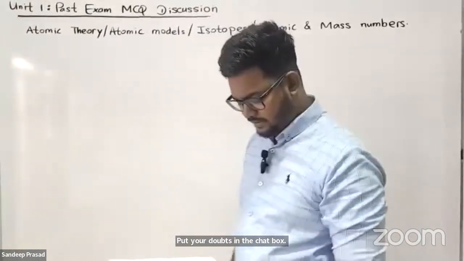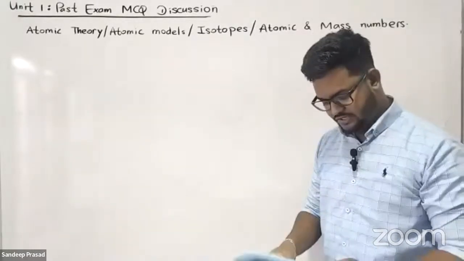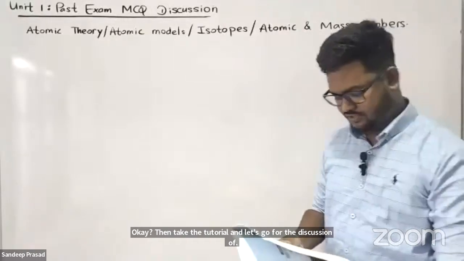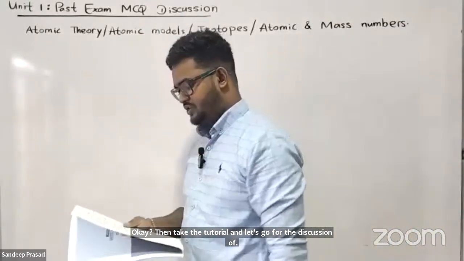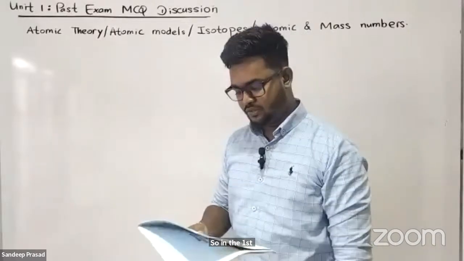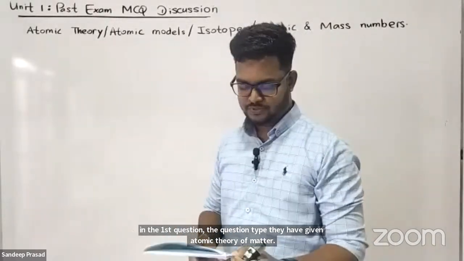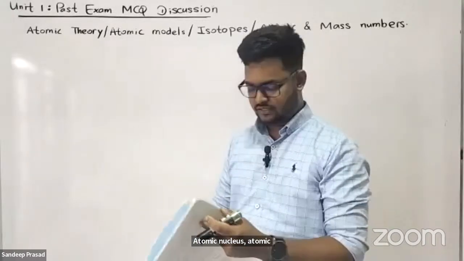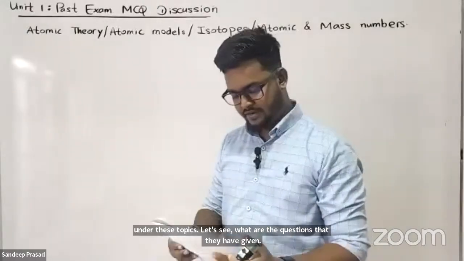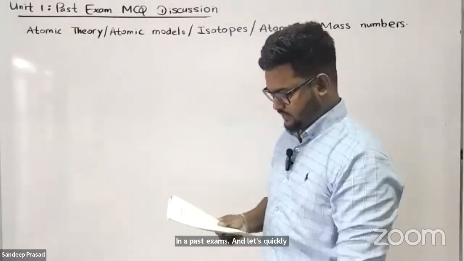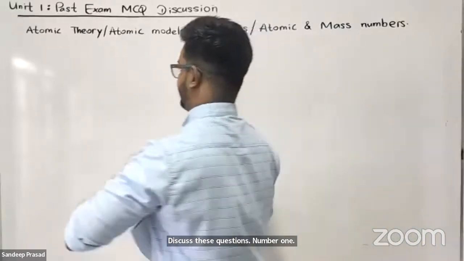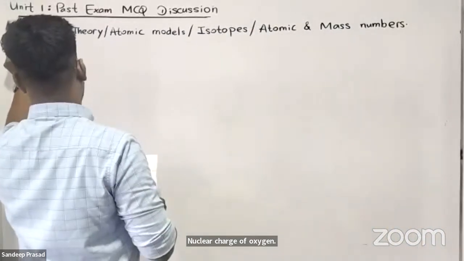Right. Okay. Then take the tutorial and let's go for the discussion of past MCQ from unit number 1, atomic structure. In the first question, the question type they have given is atomic theory of matter, atomic nucleus, atomic number, mass number, and isotopes. Under these topics, let's see what questions they have given in past exams, and let's quickly discuss these questions. Number one, nucleus charge of oxygen is. Look at the first question that they have given.